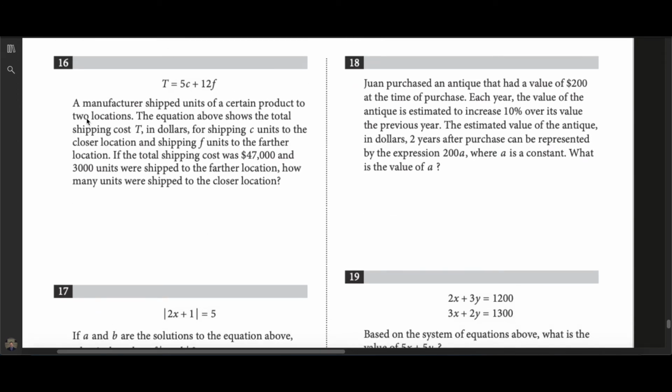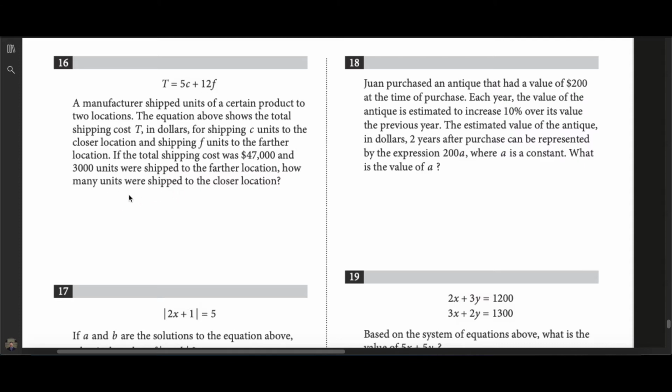Let's see what the first one says. A manufacturer shipped units of a certain product to 2 locations. The equation above shows the total shipping cost T in dollars for shipping C number of units to the closer location and shipping F units to the further location. If the total shipping cost was $47,000 and 3,000 units were shipped to the further location, how many units were shipped to the closer one?